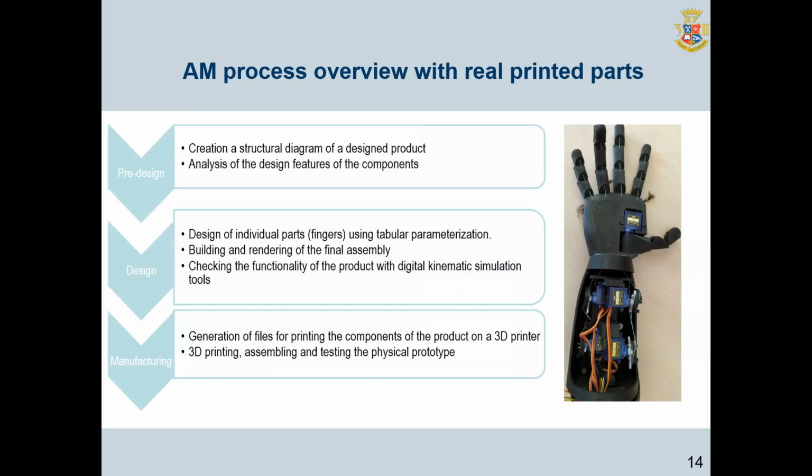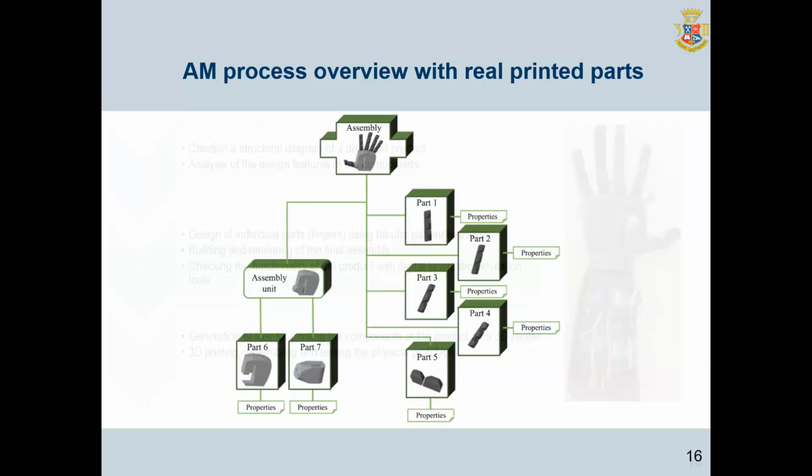The main stages of information technology for creating a physical prototype of a robotic arm are shown on the slide. These are pre-design, design, and manufacturing. The first step is the creation of a structural diagram of a design product based on the principles of hierarchy and decomposition. The prototype contains separate parts: finger, palm, base of the thumb, and an assembly subunit: the palm plus base of the thumb. The pre-design stage also includes an analysis of the design features of the product components and identification of properties.